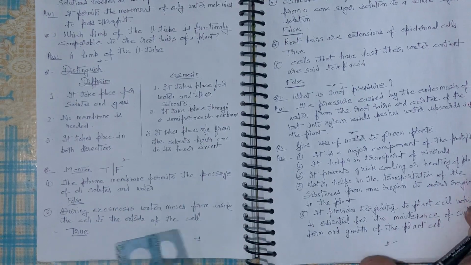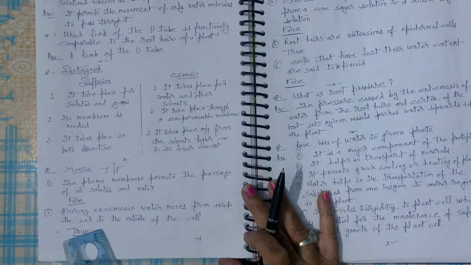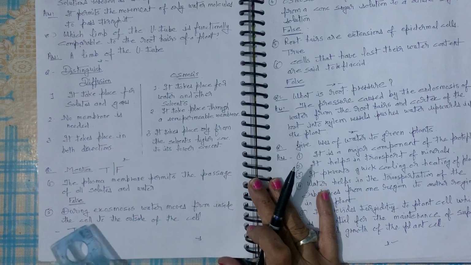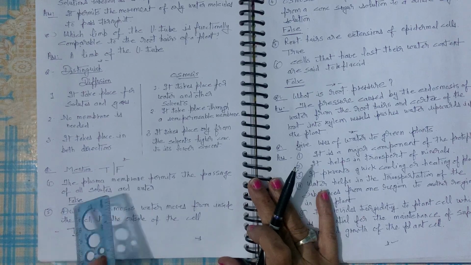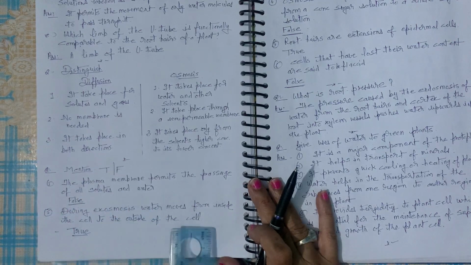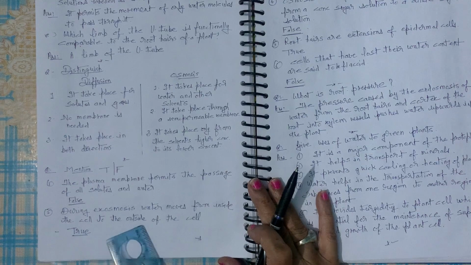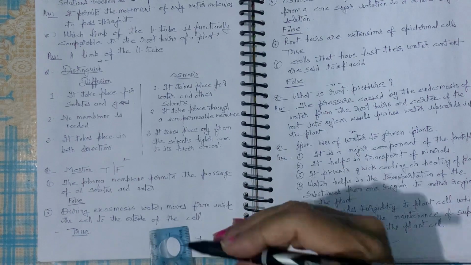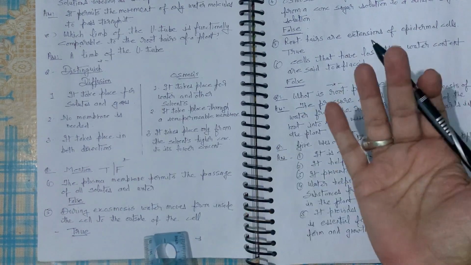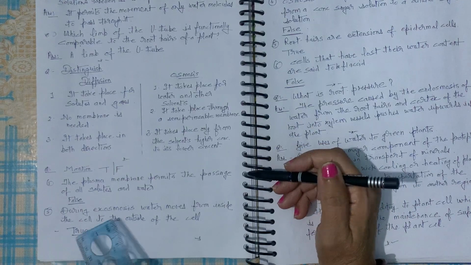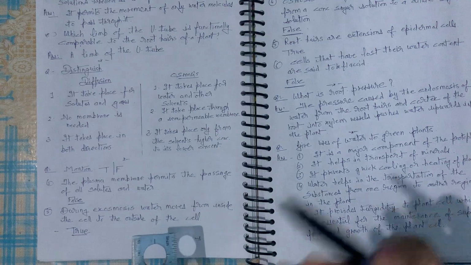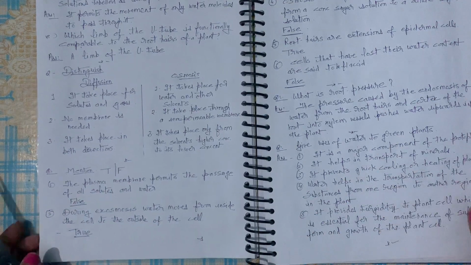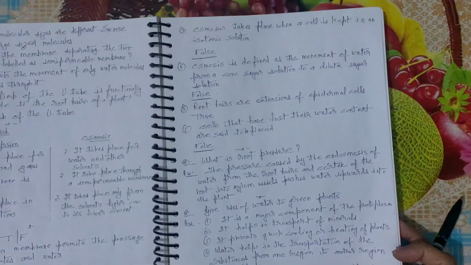During exosmosis, water moves from inside the cell to the outside of the cell, मतलब external यानी कि बाहर की तरफ, अंदर से बाहर की तरफ जाता है, एक्सटर्नल मूवमेंट है. और एंडोस्मोसिस में बाहर से अंदर प्रवेश करता है. तो वो जो है एक्स ऑस्मोसिस है.